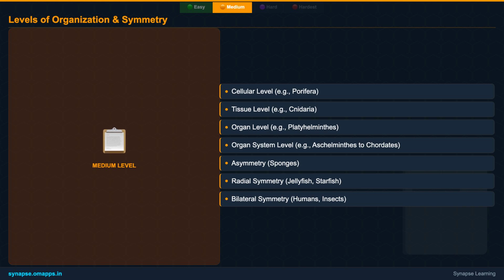Finally, the organ system level, present from roundworms to chordates, where organs collaborate to perform complex physiological functions like digestion or circulation. We then clarify body symmetry, asymmetrical forms, radial symmetry, which is great for sessile life, and bilateral symmetry, a hallmark of active, directed movement and the development of a head, known as cephalization. Understanding these distinctions is key to appreciating animal evolution.